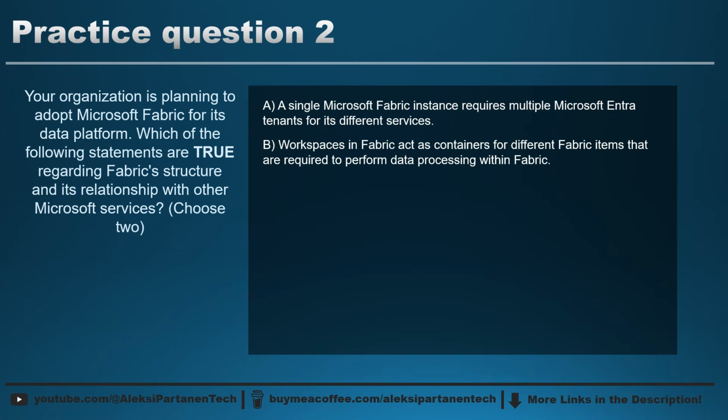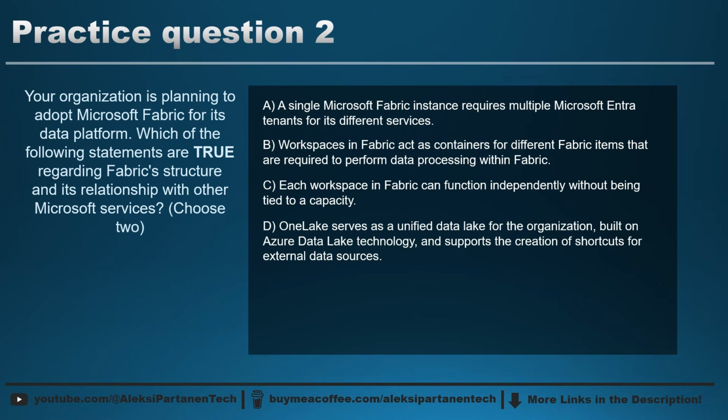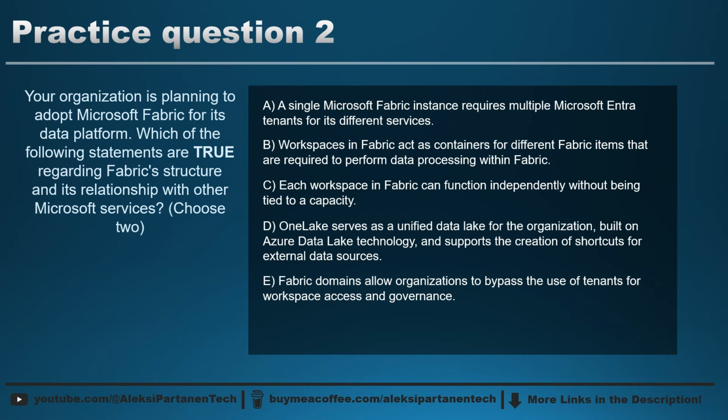B, workspaces in Fabric act as containers for different Fabric items that are required to perform data processing within Fabric. C, each workspace in Fabric can function independently without being tied to a capacity. D, OneLake serves as a unified data lake for the organization, built on Azure Data Lake technology, and supports the creation of shortcuts for external data sources. E, Fabric domains allow organizations to bypass the use of tenants for workspace access and governance. Now think about the answer for a moment and pause the video. I will reveal the answer in 3, 2, 1.